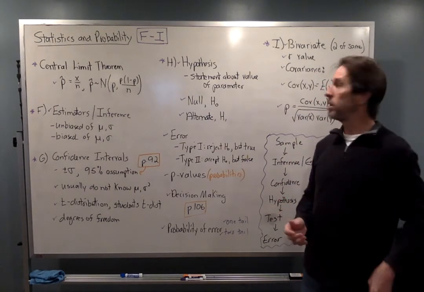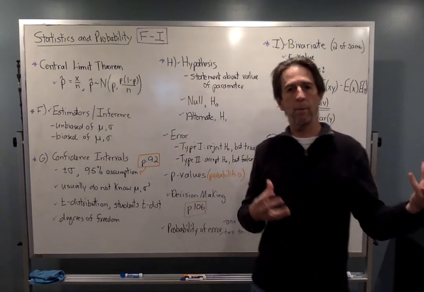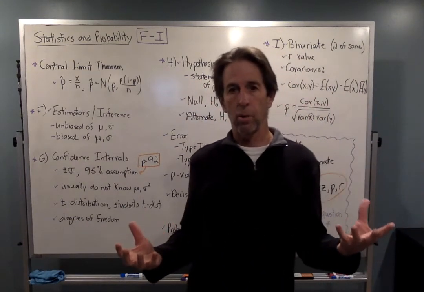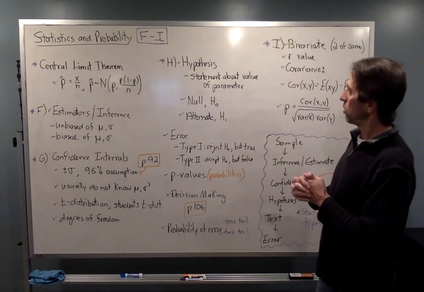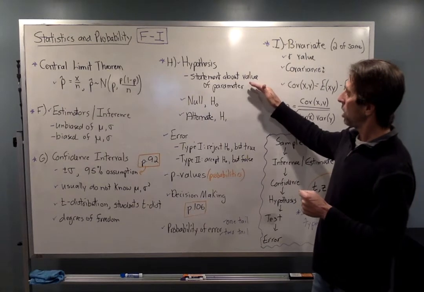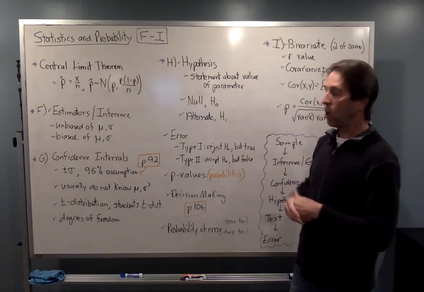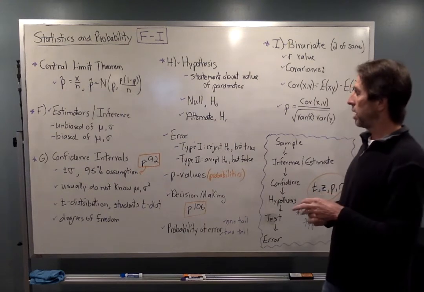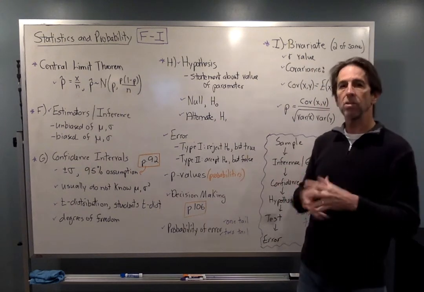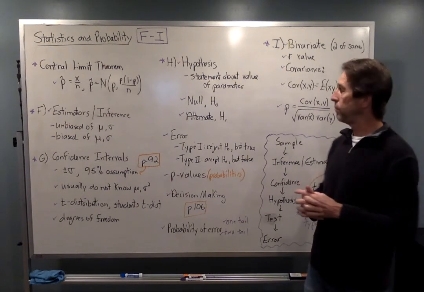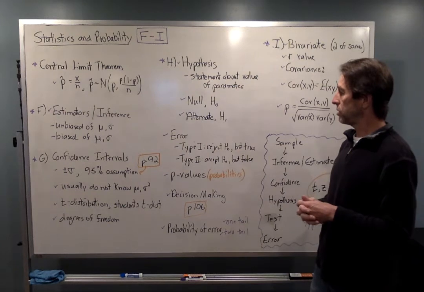A hypothesis is just a statement about the value of a parameter. Keep in mind, all of this is based on either a parameter or a statistic. As far as the statement about the value of the parameter, we could have a hypothesis called the null hypothesis. We could have the alternate hypothesis. So we might state that we think something is true. And then, of course, we could make an error.